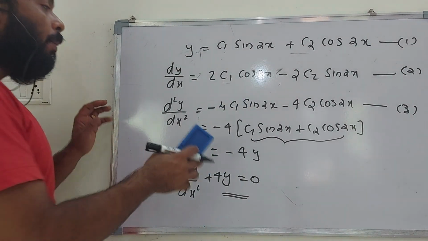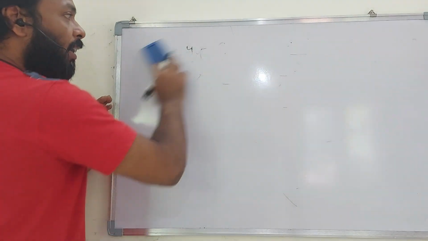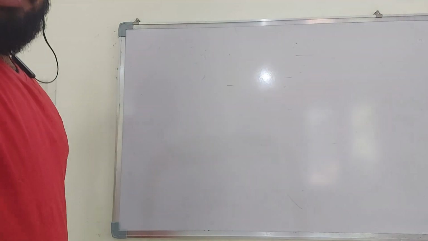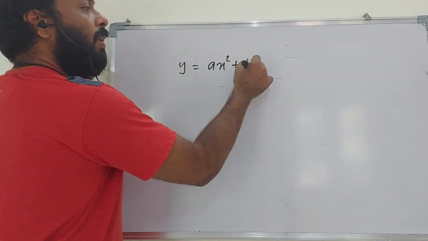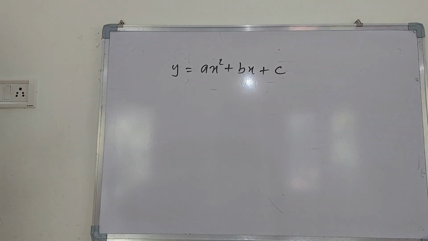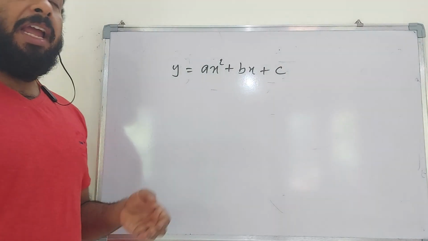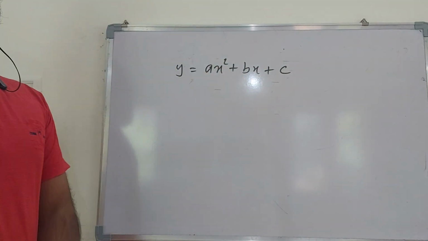Okay, so eliminating two parameters from a given relation, we get a second order differential equation. Similarly, consider the equation y equal to ax square plus bx plus c. There are three parameters a, b and c. So by eliminating all these constants, we get a third order differential equation.